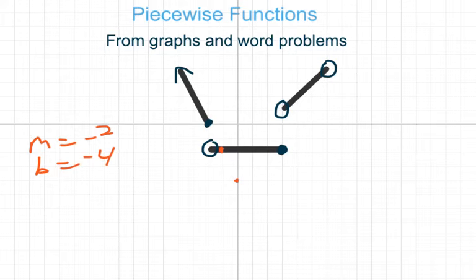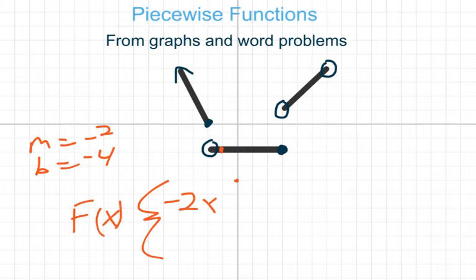So my first function, and I can just call this f of x if I want, my first function is negative 2x minus 4. Now I need to state what my domain is for that function. In other words, when is that true? Well, if my x value is negative 2 or less, it's going to be true for this.